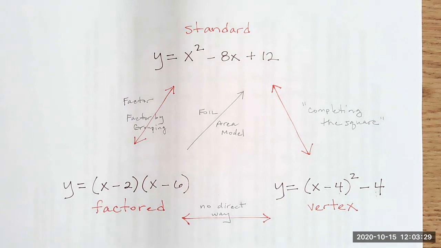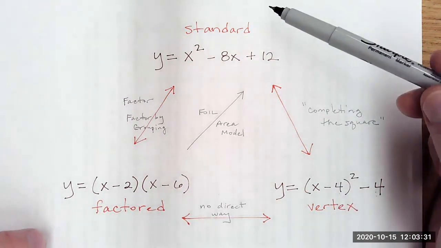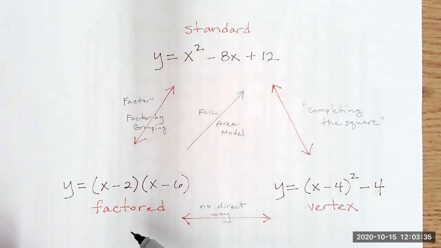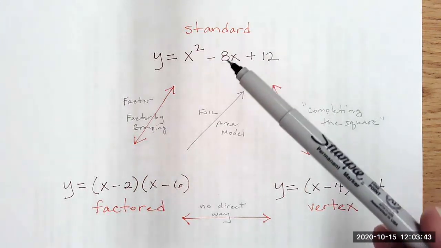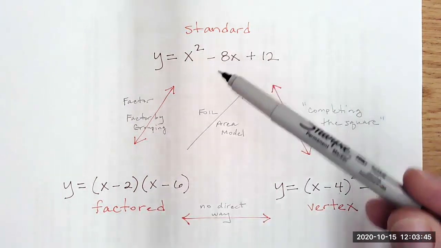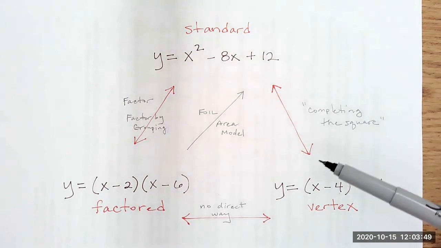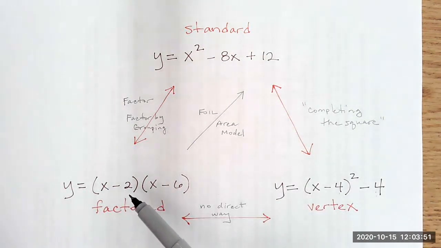Okay, so this is where we left off. Three forms of a quadratic: standard form, factored form, vertex form. In Algebra 1-2 or Compact Year 2, you learned how to rewrite the quadratic in one form and into another form. So factored form and vertex form, there's no direct way to rewrite these in the other form.